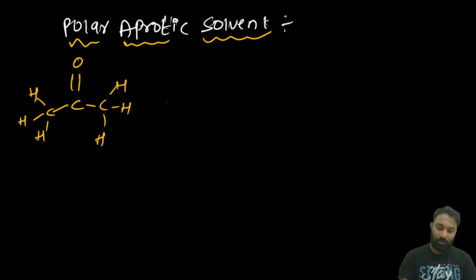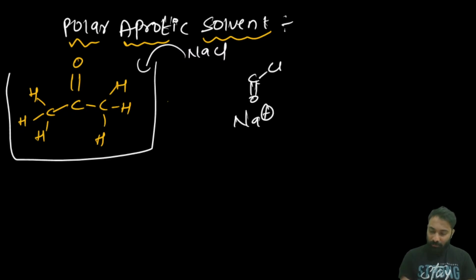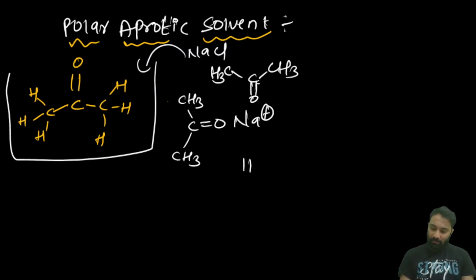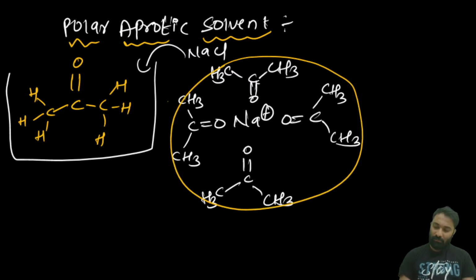Now this is acetone. Now in this acetone, I add the NaCl. What will happen now? We'll see. Na plus will be surrounded by the acetone, because oxygen has a partial negative charge. Done. In this manner the acetone will be surrounded with the Na plus, so the cation will be soluble. Cation is soluble.